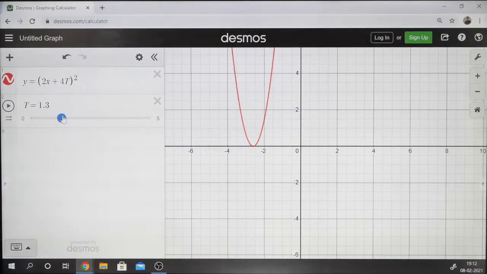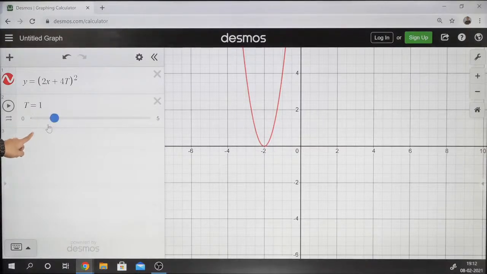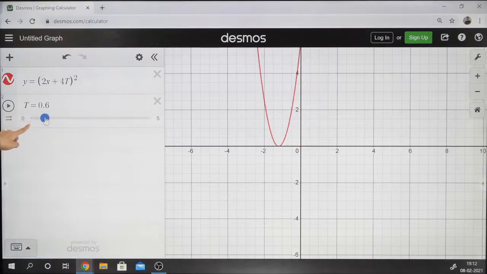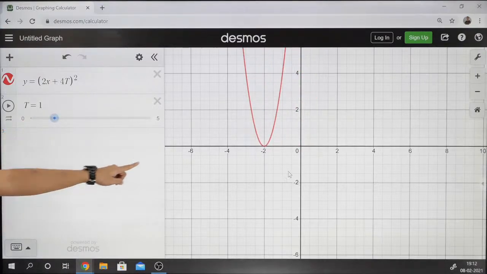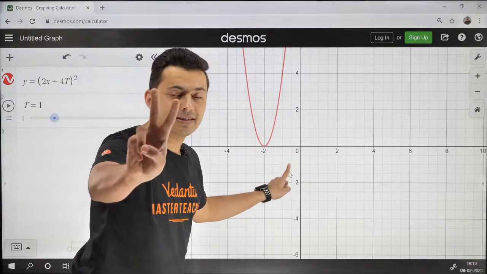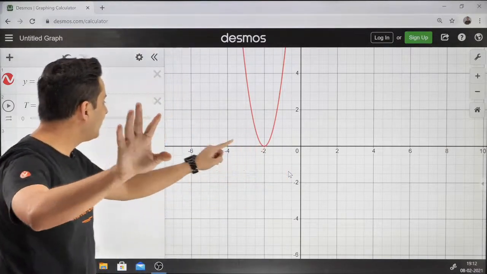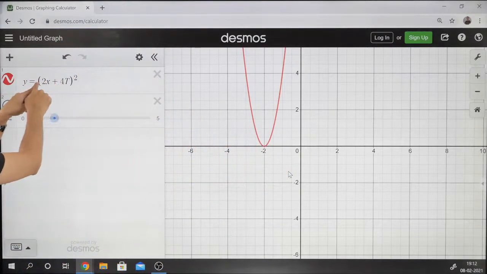And also see in 1 second how much it has moved. From t is equal to 0 to t is equal to 1 second, I think it has moved 2 units. And believe me, this 2 units is 4 divided by 2: coefficient of time divided by coefficient of x. Do not believe me? No problem. I'll do it again.